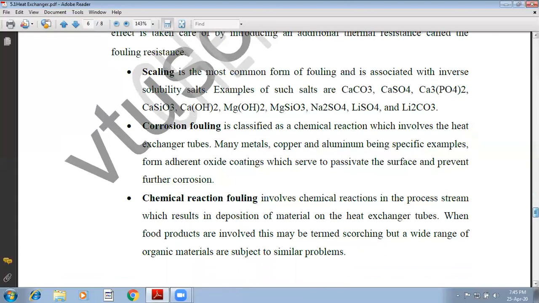With this, we'll stop here. In next class, we will consider the derivation part of LMTD, both for parallel as well as counterflow heat exchanger. Thank you.